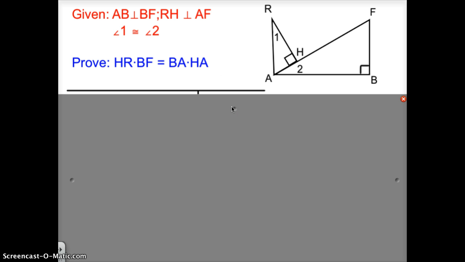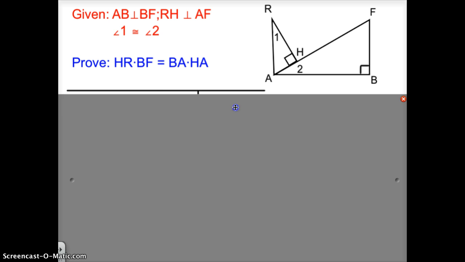Hopefully you said that the similar figures would form a proportion, and that the proof statement is simply an extension of the means extremes property. Therefore, HR and BF could be the means, and BA and HA could be the extremes, creating the proportion and just going one step further. Take a second and see if you can get to that point where the product of HR and BF equals the product of BA and HA.